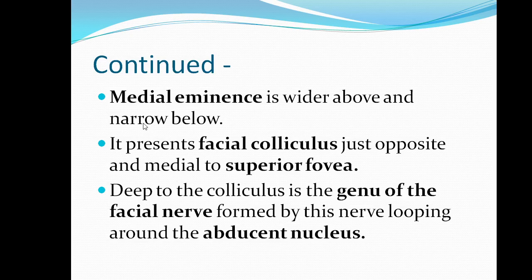The median eminence is wider above and narrow below. It presents the facial colliculus just opposite and medial to the superior fovea. Deep to the colliculus is the genu of the facial nerve, formed by this nerve looping around the abducent nucleus.